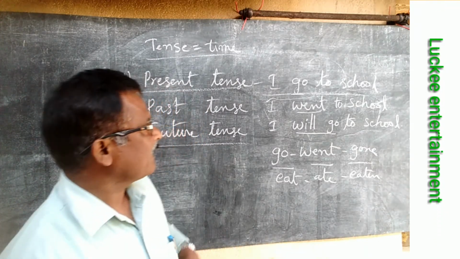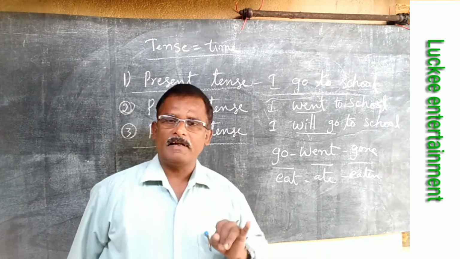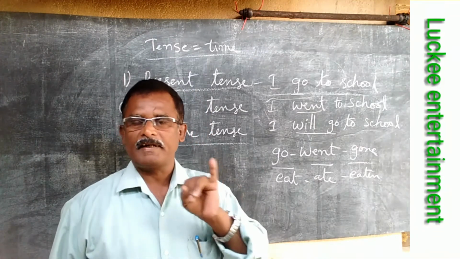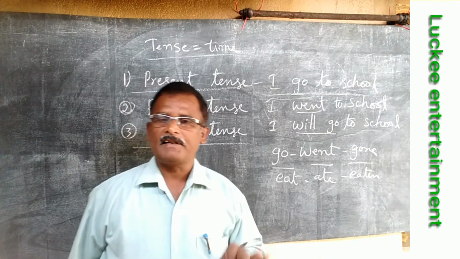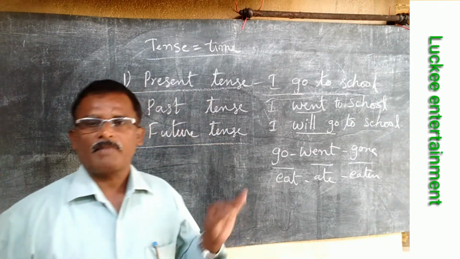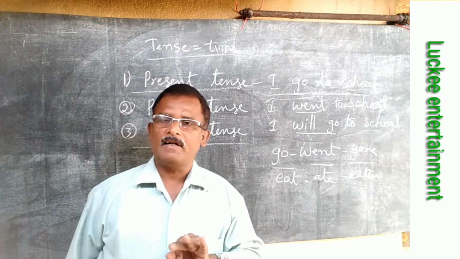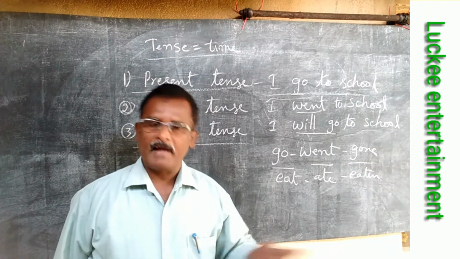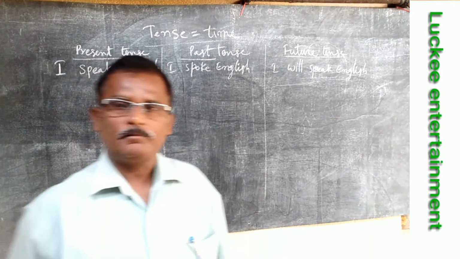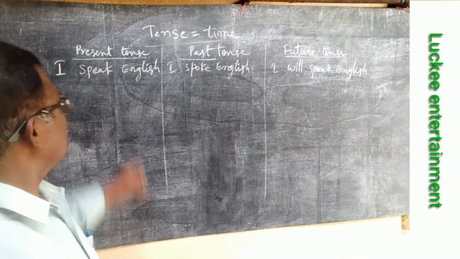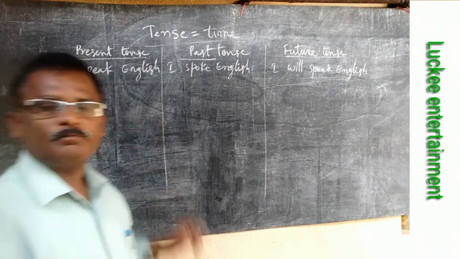So do you understand? There are basically three tenses: present tense, past tense and future tense. All the actions which are related to present time are called present actions or present tense. For example, you see, I speak English.